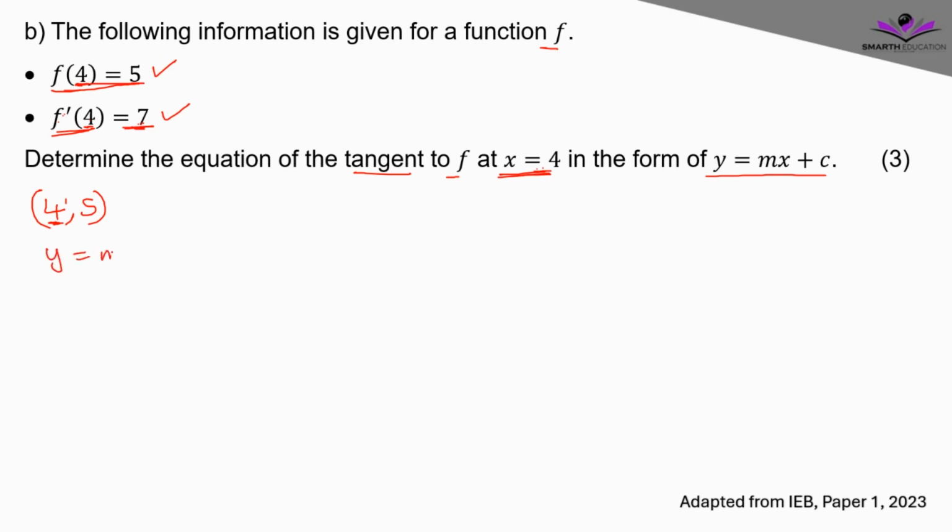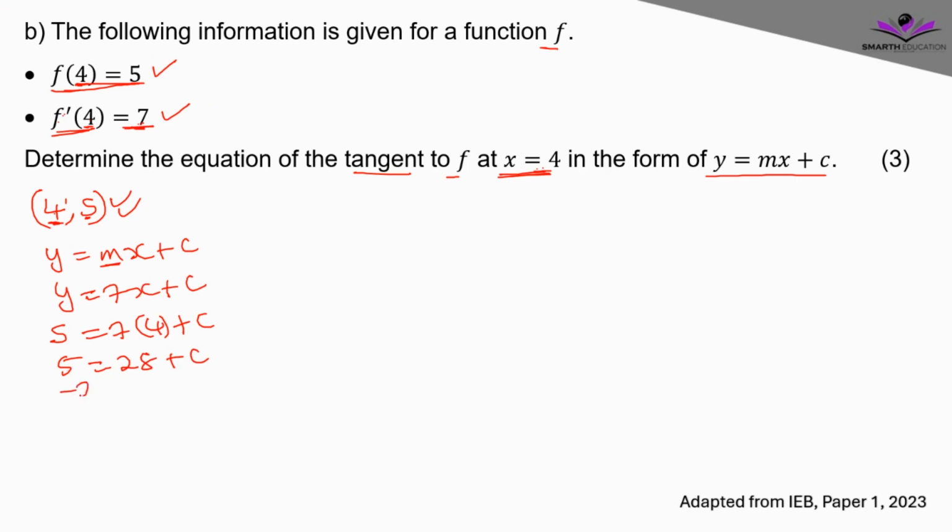y is equal to mx plus c. The gradient is 7 when x is equal to 4. So y is equal to 7x plus c. Now we're going to use the coordinates of the point. Where there's y we put 5, where there's x we put 4. So 5 is equal to 7 times 4, then plus c. So 5 is equal to 28 plus c. And then 5 minus 28, that is negative 23, is equal to c. Therefore, y is equal to 7x minus 23. That's the equation.